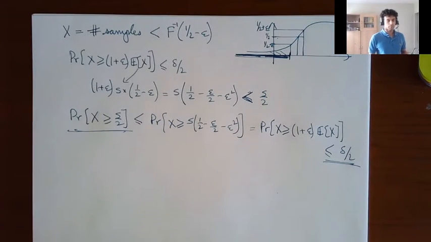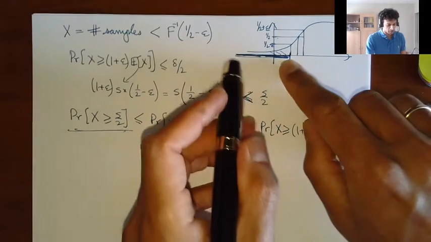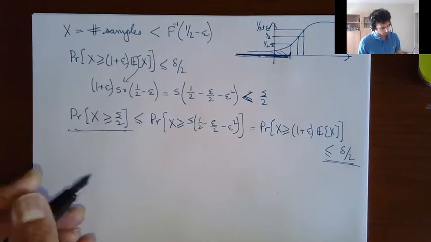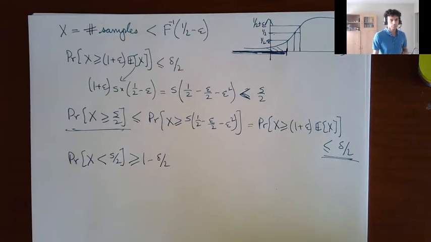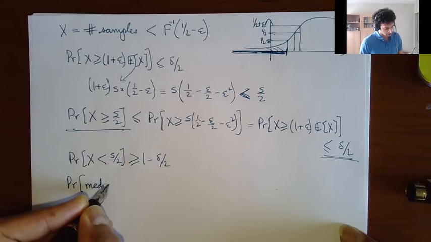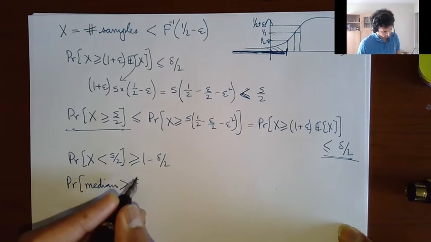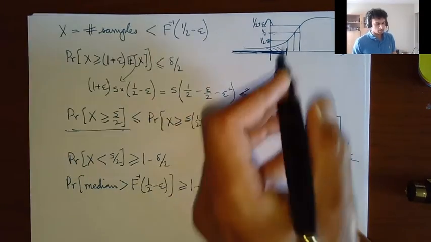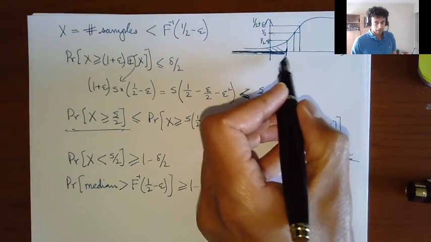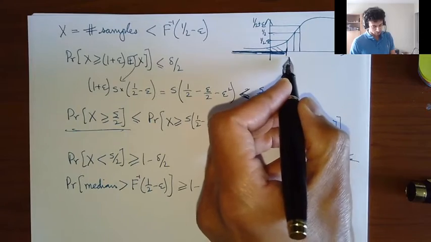What does this mean? What does that mean with regard to the median? Well, if x is larger than s over 2, then the median will fall inside this region. Exactly. So what we know is that the probability of x being less than s over 2 is at least 1 minus delta over 2, which means the probability that the median is greater than f to the minus. So the probability the median is greater than that is at least 1 minus delta over 2. So this is the good event. What this is saying is that with high probability, your median is going to be outside this region, which means your median is going to lie somewhere in here.